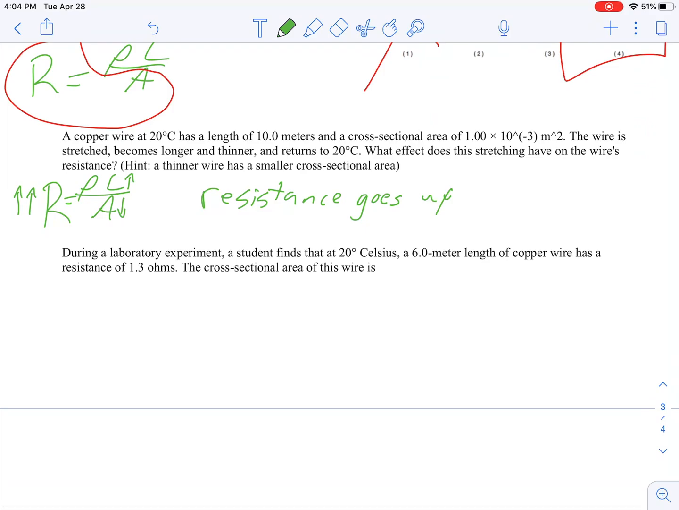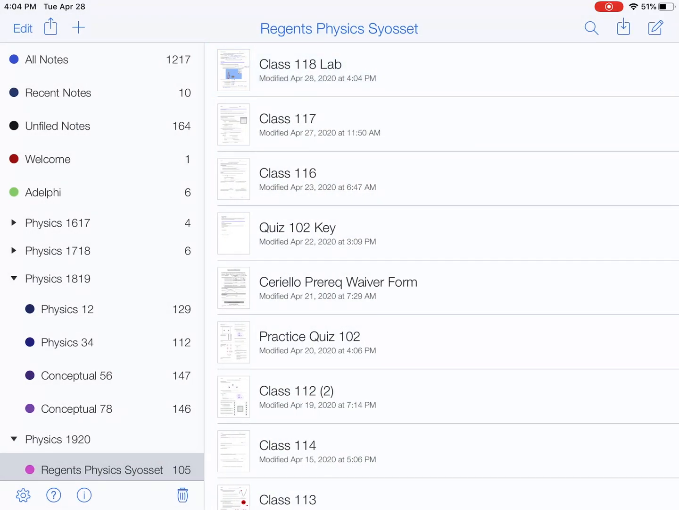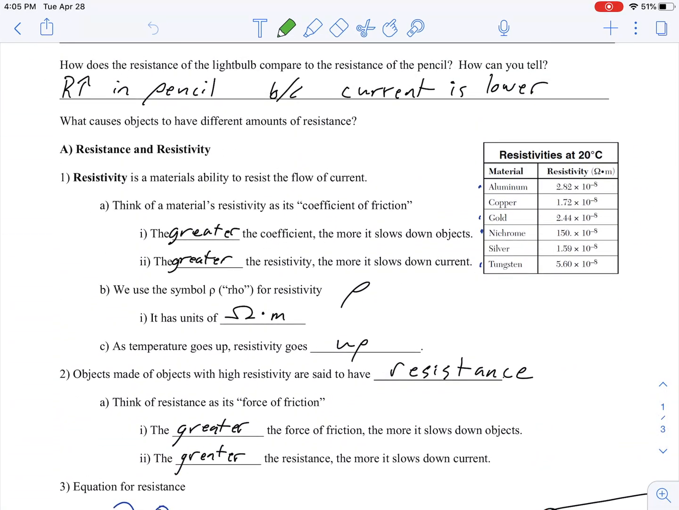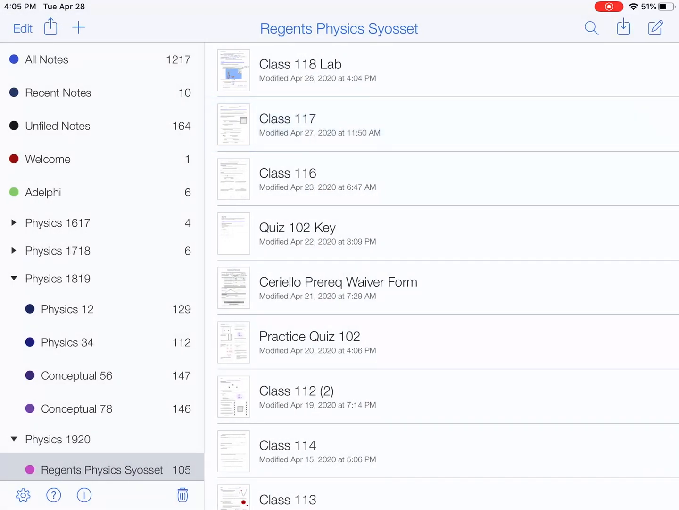And last is just a math question. So during a lab experiment, a student finds a 6-meter length piece of copper, so L equals 6 meters. And it has a resistance R of 1.3 ohms. What's the cross-sectional area, A? So you also need the resistivity of copper. I could find that really quickly, just looking here. And it looks like copper is 1.72 times 10 to the negative 8.